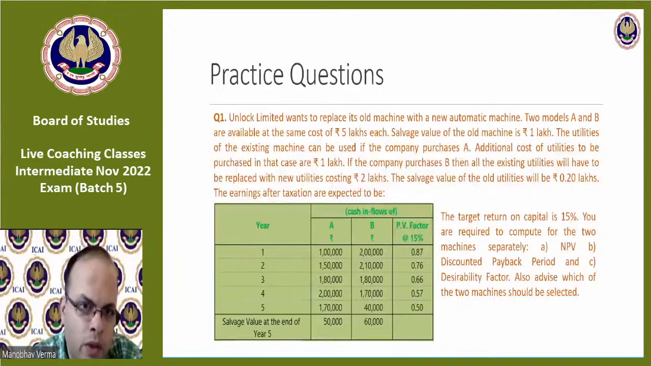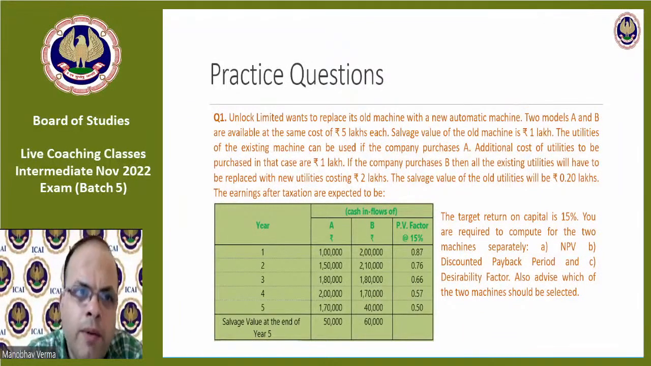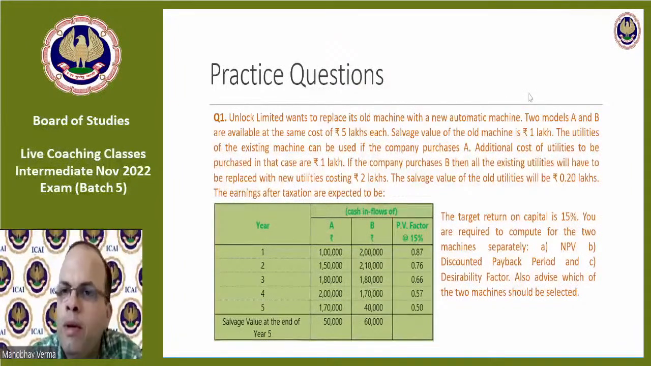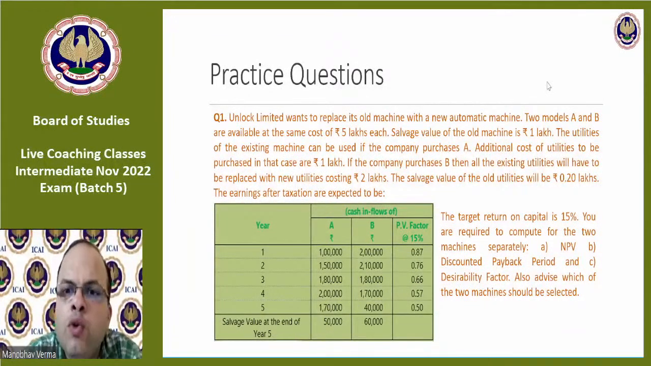this one, the one which starts with Unlock Limited. Okay. So this is our question which I want to attack with everyone now. So Unlock Limited wants to replace its old machine with a new automatic machine. Now, two models A and B are available at the same cost of 5 lakhs each. Salvage value of the old machine is 1 lakh. Utilities of the existing machine can be used if the company purchases A.